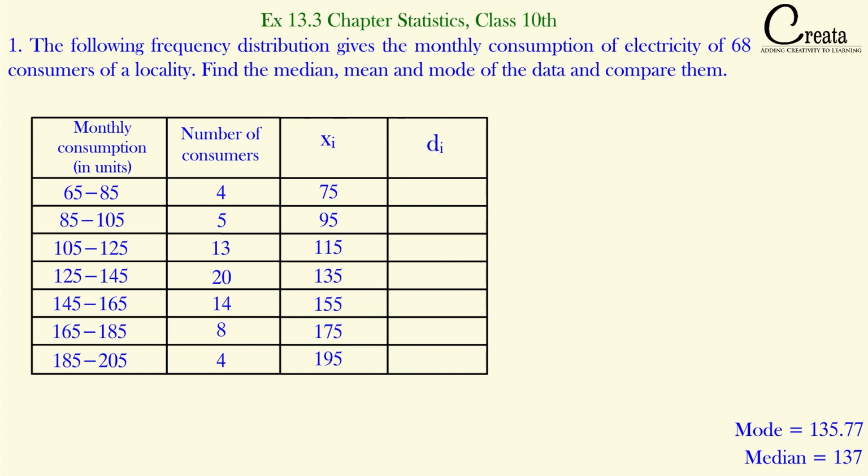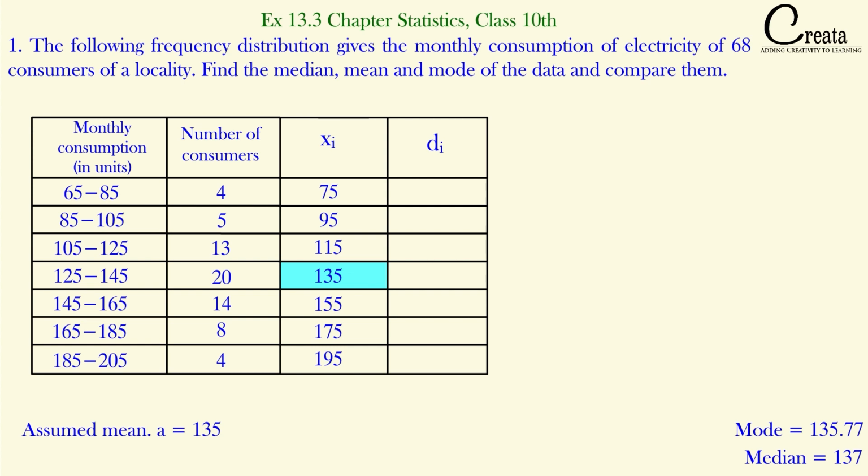Let's see what I am saying. The first step is assuming any of these values as assumed mean. We generally take the middle number as assumed mean. Here we will take 135 as assumed mean, which is A. But you are open to take any of the values as assumed mean. The answer will not change. Okay, so we got A as 135.